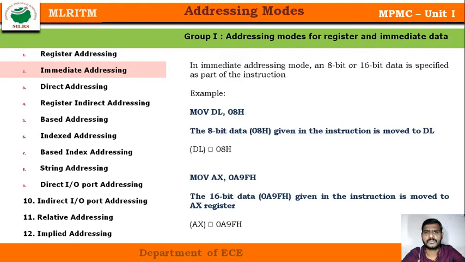So if you take this example, in immediate addressing mode, 8-bit or 16-bit data is specified as a part of an instruction, which means that here I am not taking any help of any register. Immediate data is data itself specified within the instruction. For example, MOV DL, 08H, where 08H is the data. So what that instruction is doing is the 8-bit data 08H within the given instruction is moving directly to the defined register DL.